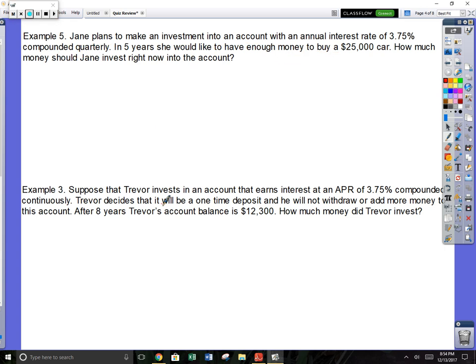Okay, number 3. Suppose Trevor invests in an account that has an APR of 3.75 compounded continuously. Trevor decides that it will be a one-time deposit. He will not touch it for 8 years. Then his balance is going to be 12 grand 300. How much did he originally invest? So it's the same question as number 5, but if it is continuously compounding, that formula is A equals P times e to the rT.